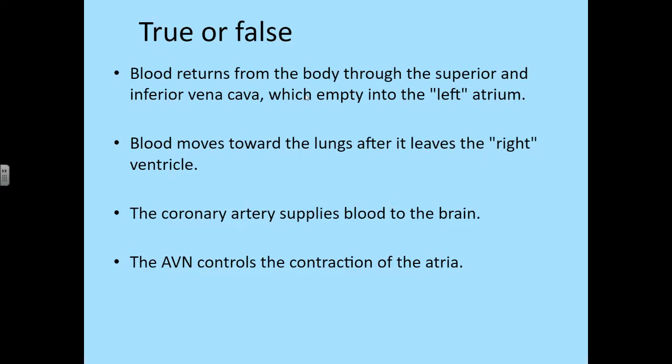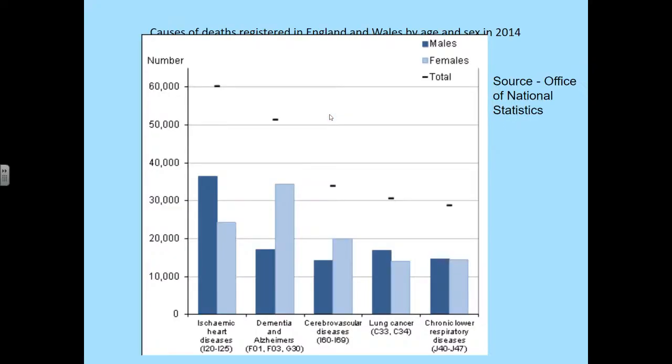So, if we have a look at these true or false statements first: blood returns from the body through the superior and inferior vena cava, which empties into the left atrium. Blood moves towards the lungs after it leaves the right ventricle. The coronary artery supplies blood to the brain, and the AVN controls the contractions of the atria. Now, I'll tell you for what, but none of those are correct. So see if you can work out what would be needed to correct them.